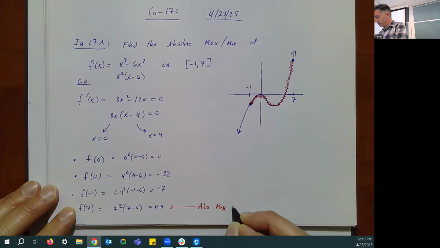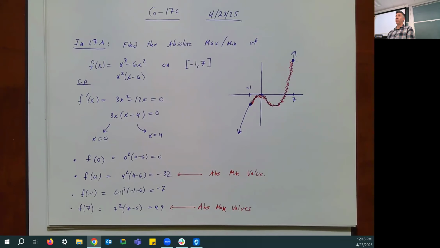A couple things about language and notation here. In this example, I would say the absolute minimum occurs at x equal to 4 with a value of f of 4 equal to -32. Similarly, I would say the absolute maximum is at x equal to 7 with a maximum value of f of 7 equal to 49. So it's always occurring at the input with a value of whatever the output is.